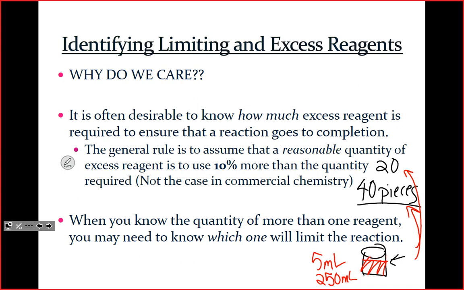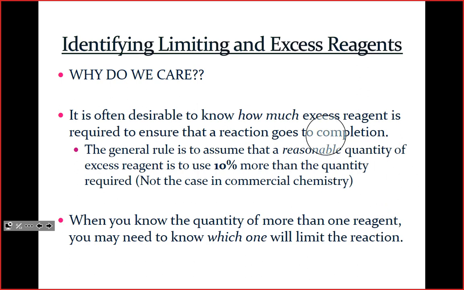But am I going to exactly measure out 5 milliliters each time? No. So I'm going to have to give a little excess. In the chemistry world, we usually give about 10% extra. In general, the rule is to assume that a reasonable quantity of excess reagent is about 10% extra to ensure that the limiting reagent all gets used up. So when you know the quantity of more than one reagent, you may need to know which one will limit the reaction. When you're creating the reaction, you have to make sure that one of those reactants is bumped up a little bit to ensure that the other reactant gets used up.